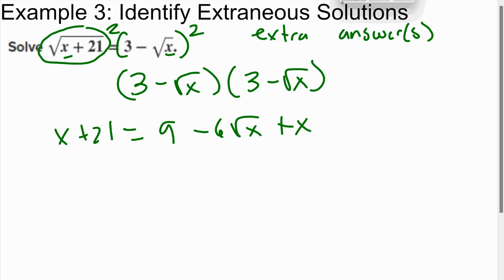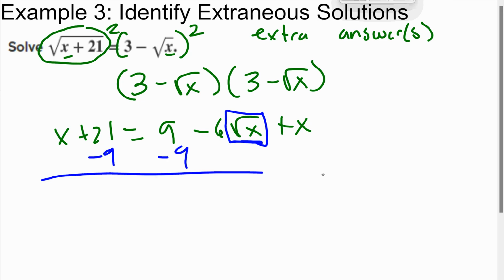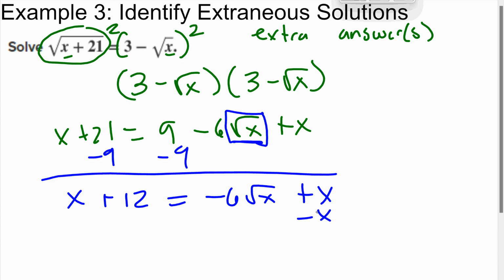Okay, so we simplify. Basically on this one we can't really do anything on this side, but we can just get this root by itself. So I need to get this root x by itself. So I'm going to subtract 9. So we get x plus 12. I'm going to subtract x on both sides.